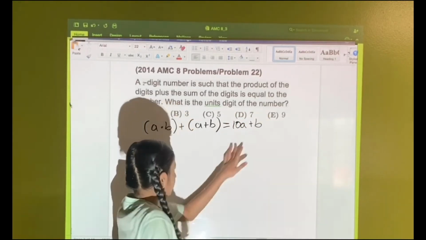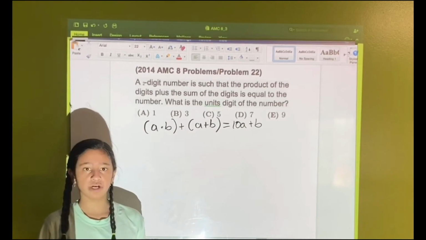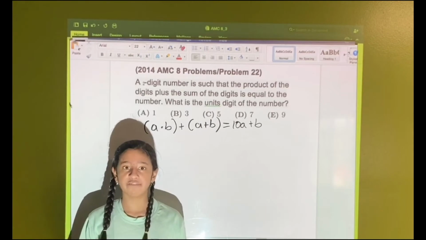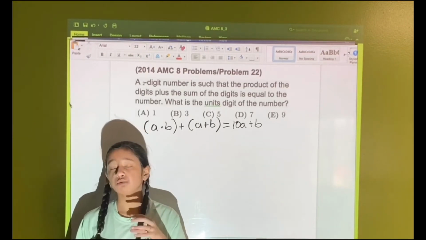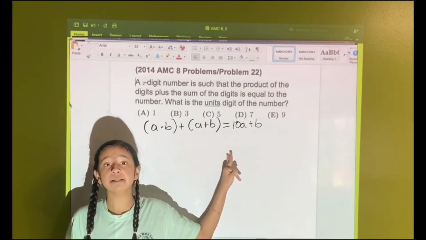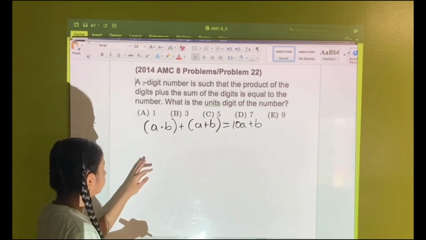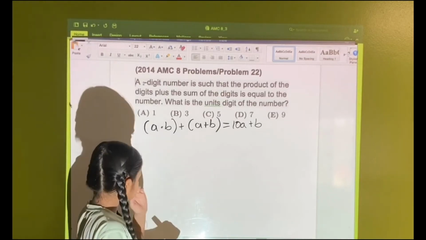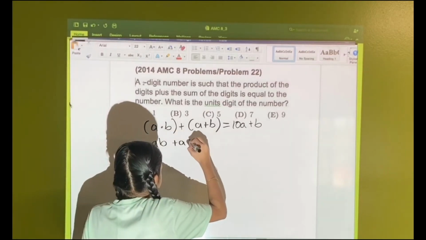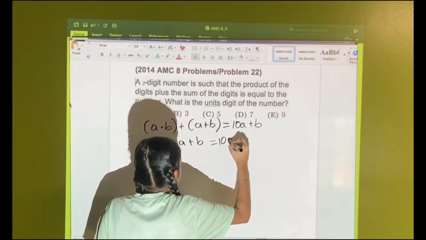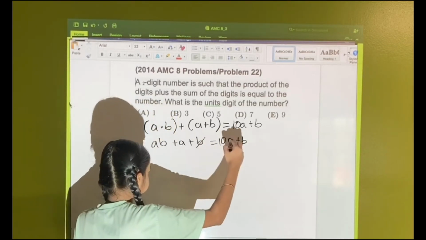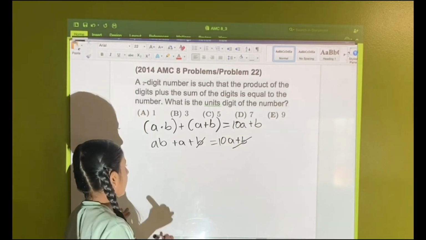So you're going to be wondering, why is there a 10 before A? A is in the tens place. So if you just take a number like 56, that 5 is not equal to 5, it's equal to 50. So that's why I'm multiplying by 10 to give its proper value. Now, we're going to write it without the parentheses. AB plus A plus B equals 10A plus B. If we take B to the side, both of them are going to cancel out. So we're going to go ahead and do that.